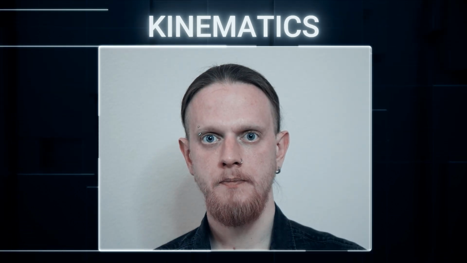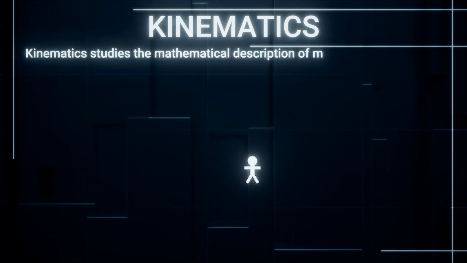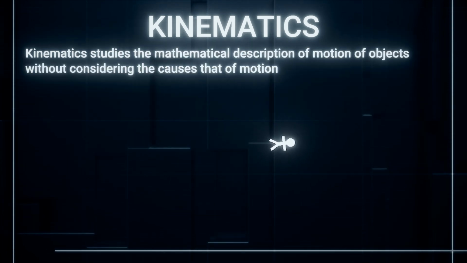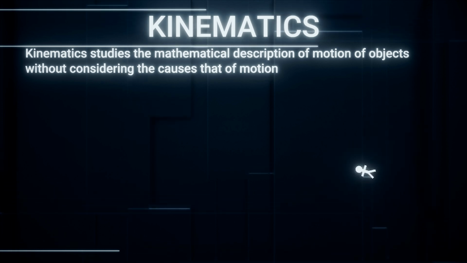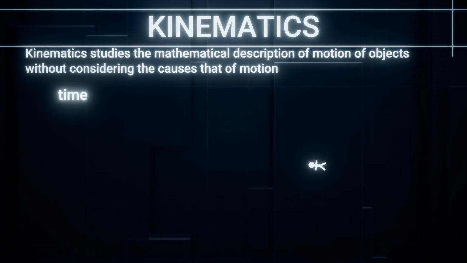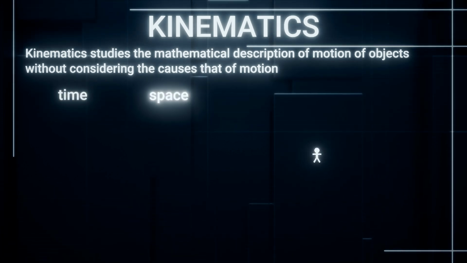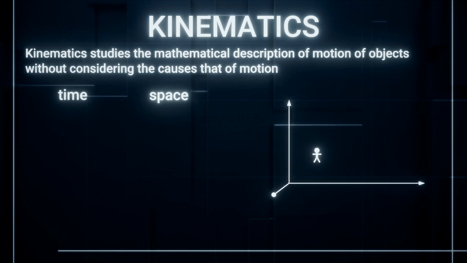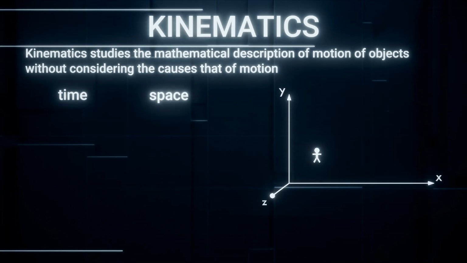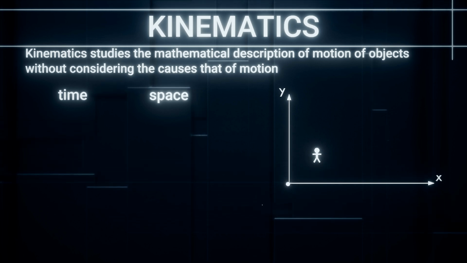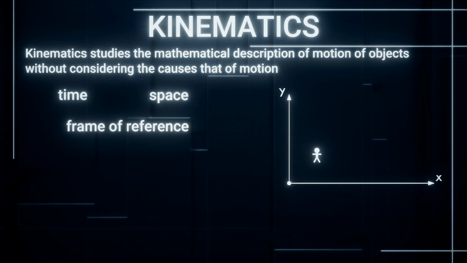Let's get started. Kinematics studies the motion of objects without considering the causes of that motion. Mechanical motion is the change in an object's position over time. Since we live in a three-dimensional space, we describe an object's position using three coordinates. The coordinate system and the moment we start measuring time from are called the frame of reference.